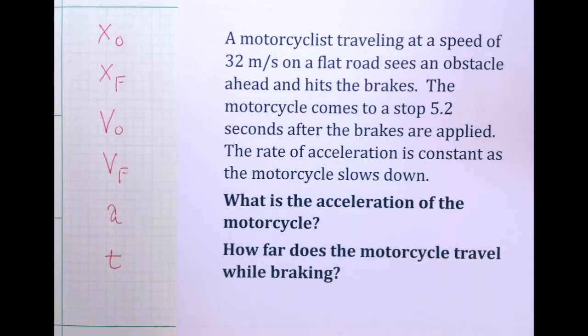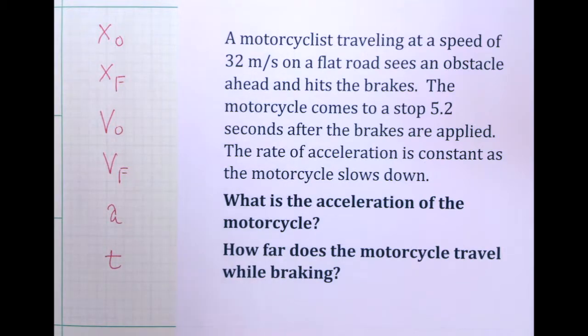In this video, we will illustrate the solution of a simple problem involving kinematics. The problem statement is, a motorcyclist traveling at a speed of 32 meters per second on a flat road sees an obstacle ahead and hits the brakes. The motorcycle comes to a stop 5.2 seconds after the brakes are applied. The rate of acceleration is constant as the motorcycle slows down. And we are asked, what is the acceleration of the motorcycle and how far does the motorcycle travel while braking?